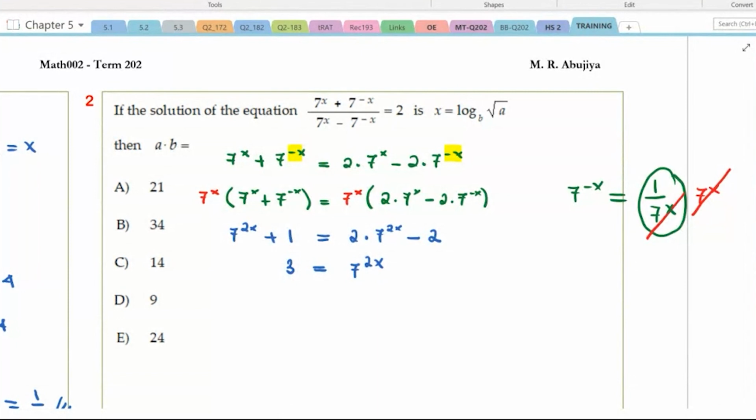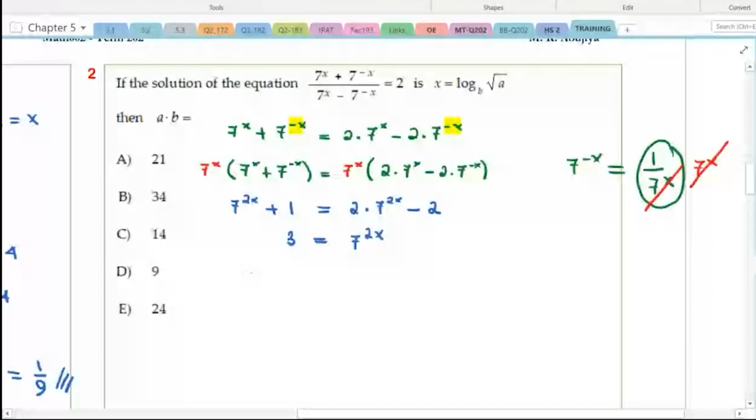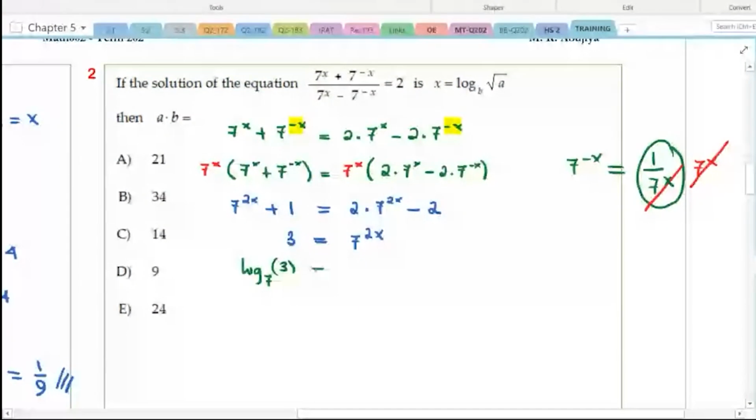We want to bring this 2x down. How can we bring it down? We can only bring it down by taking the log base 7 of both sides. So we can say, take log base 7, then we have 3, and this will be equal to log base 7 of 7 to the power of 2x.